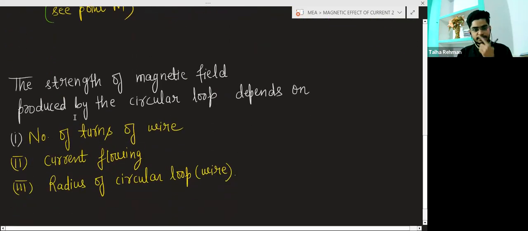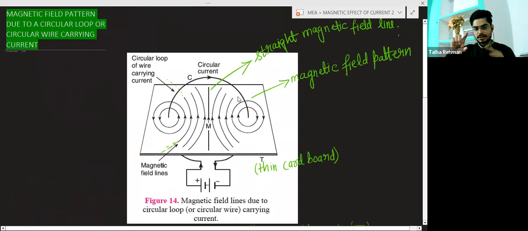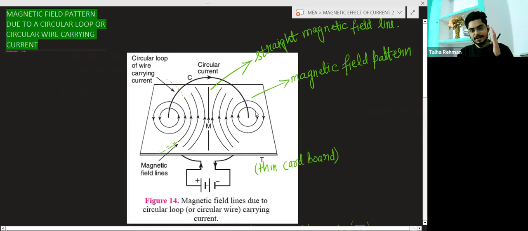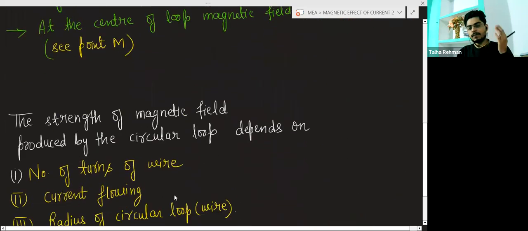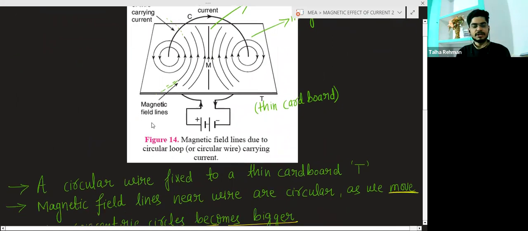The strength of the magnetic field produced by the circular loop depends upon the number of turns in the wire. In a circular wire, there can be any number of turns: one turn, second, third, fourth. So the magnetic field strength around the wire depends upon the number of turns. Secondly, the current flowing in the wire. The more the current flowing in the circular wire, the more the strength of the magnetic field around this wire.